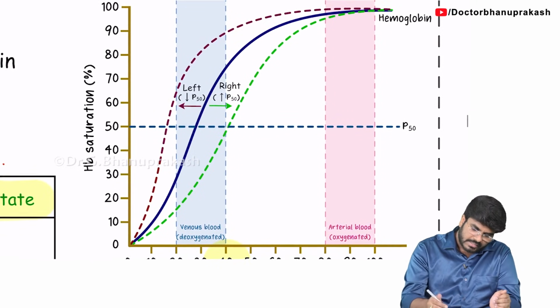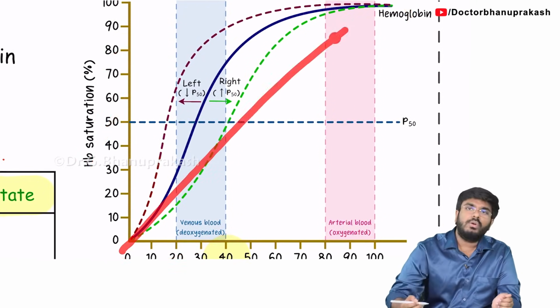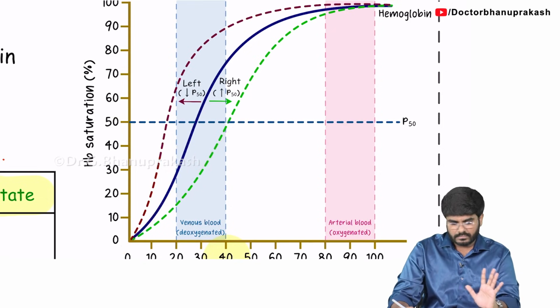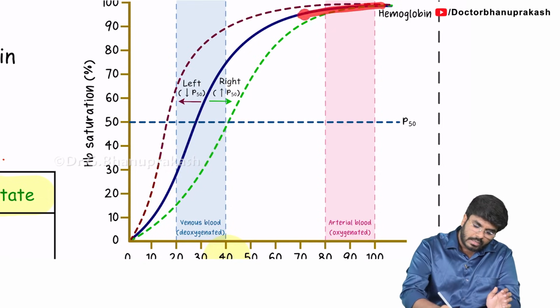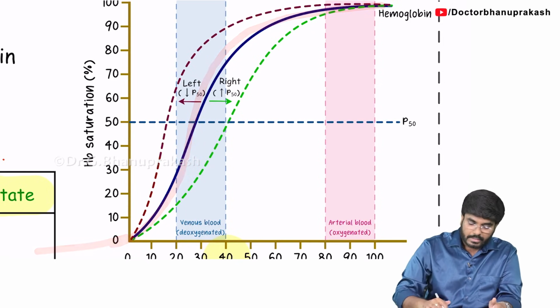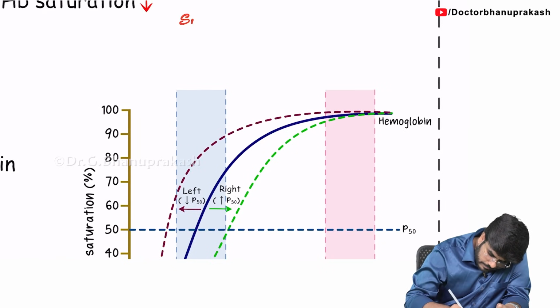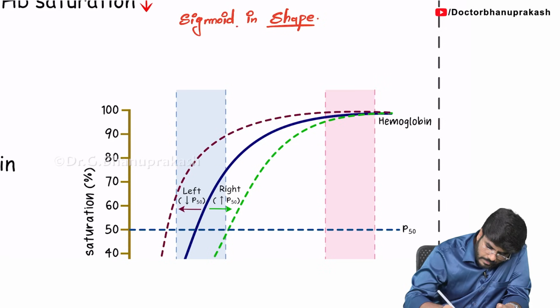Guys, tell me, what is the shape of these curves? How do these curves look? Are they straight lines? No, definitely not. They are not a straight line. The shape is almost like an S. So the oxygen hemoglobin curves are sigmoid in shape.